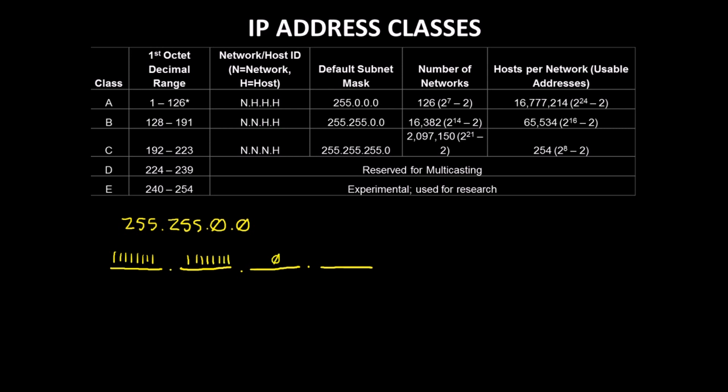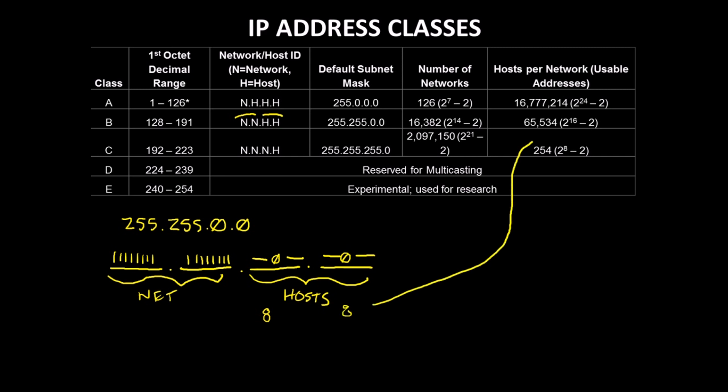And of course, nothing being turned on here, and nothing here as well. This is re-emphasized in the chart because the first 2 will belong to the network, and the second will belong to the hosts. So these octets belong to network, and these octets belong to our hosts. Because we have 8 here and 8 here, 8 bits to work with, this is where we get this 2 to the 16th from.